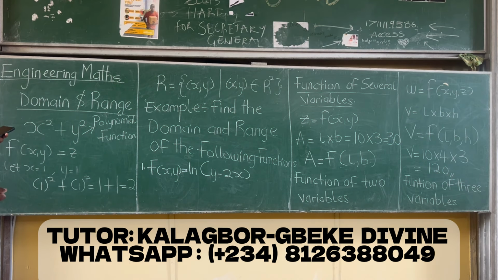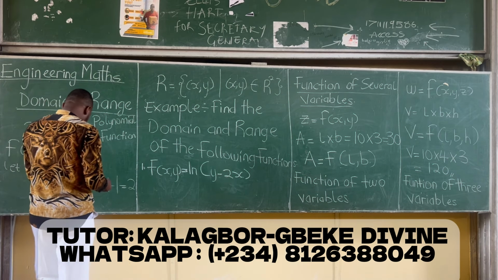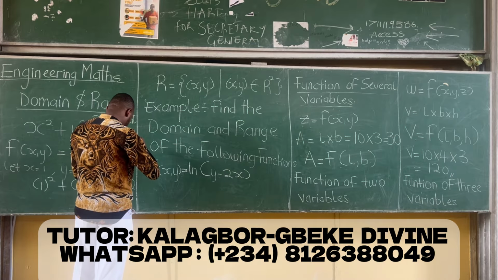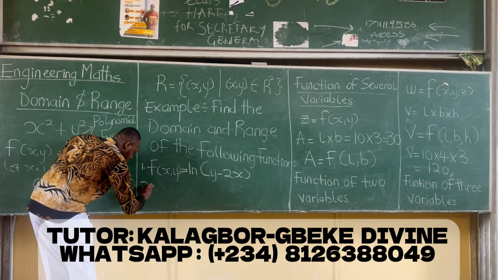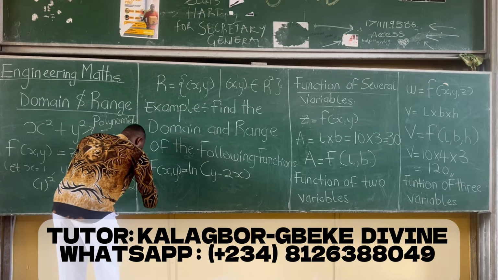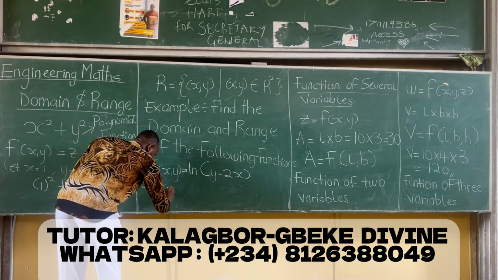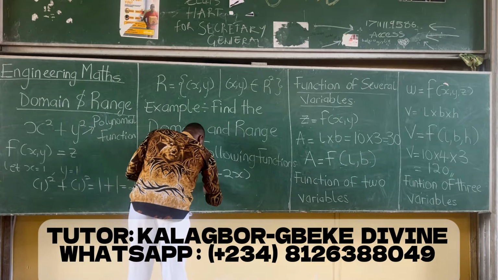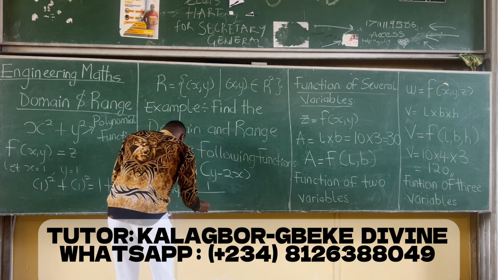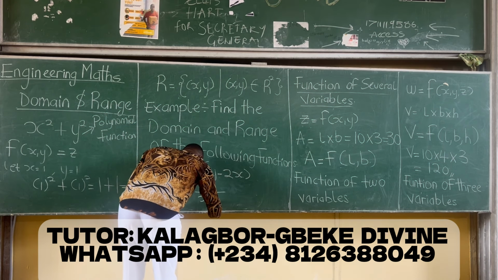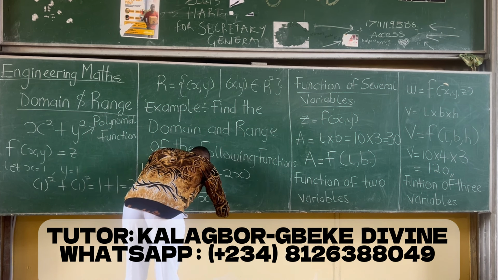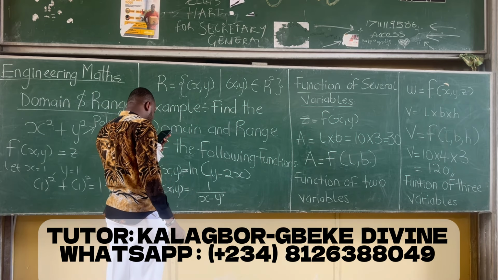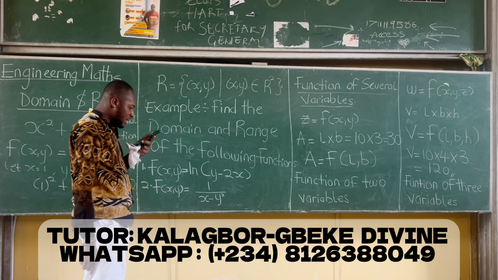We'll also look at the next example. Here's that example. f of x, y equals 1 over x minus y square. 1 over x minus y square.